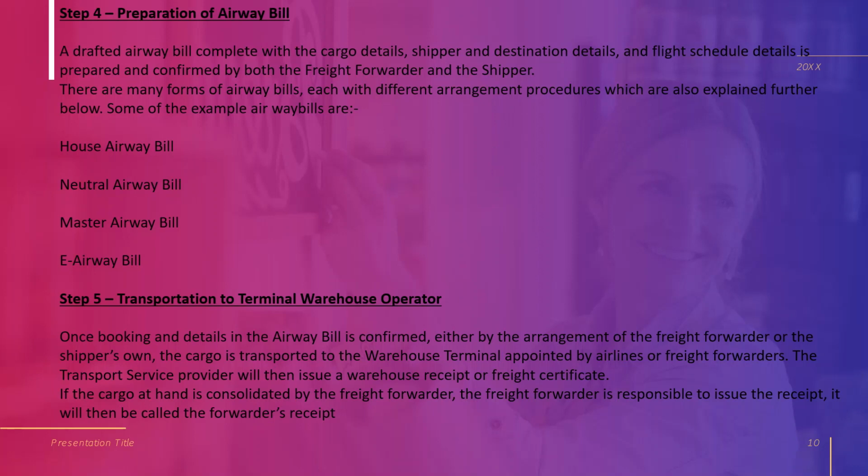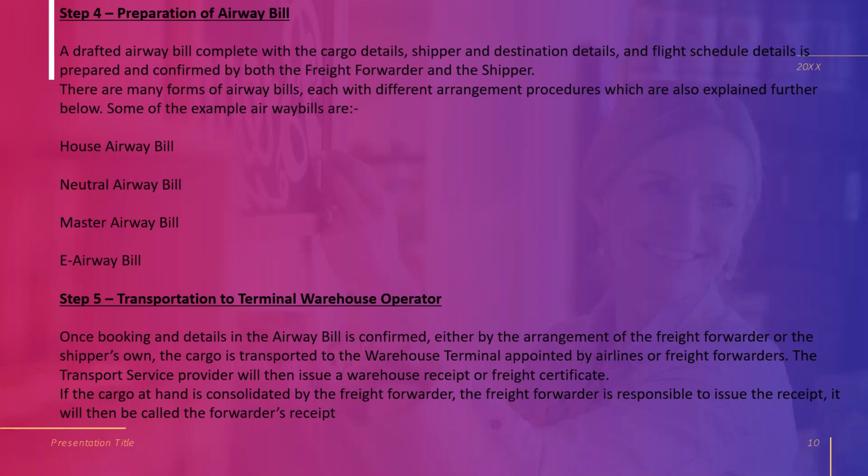So what details will be in that bill that we have to check? Cargo details, shipper, destination details, flight schedule details, prepared and confirmed by both the freight forwarder and the shipper. There are different types of airway bills: house airway bill, neutral airway bill, master airway bill, e-airway bill. There is no need to go in deep.